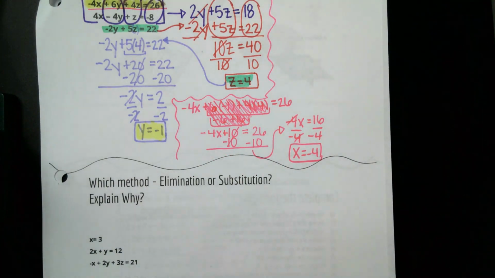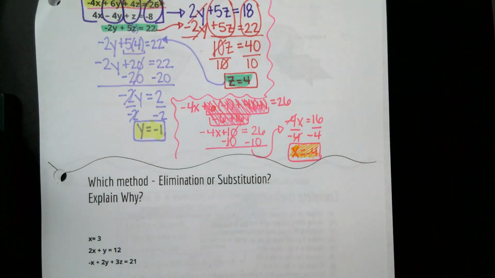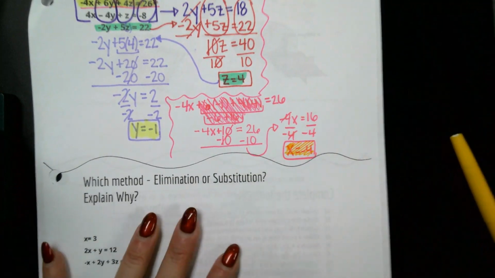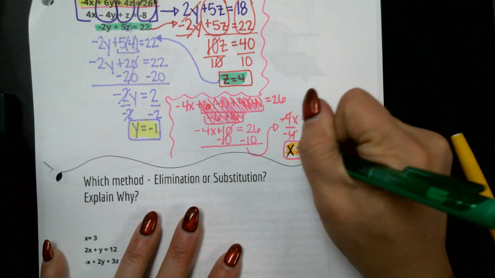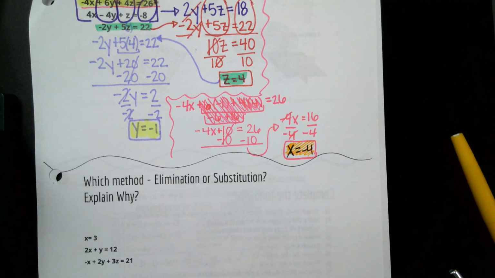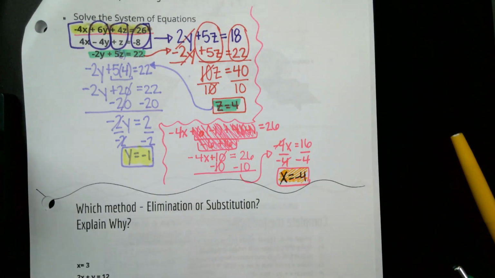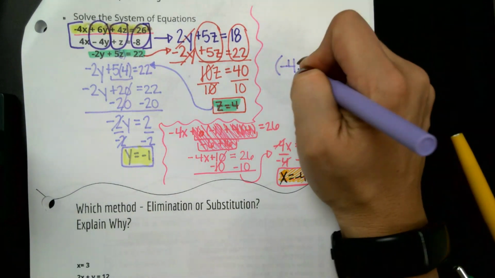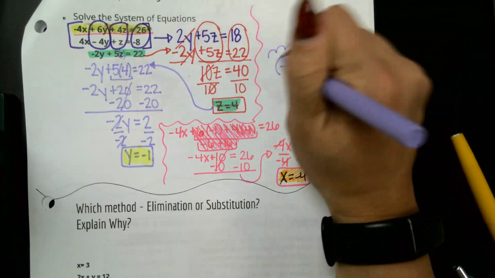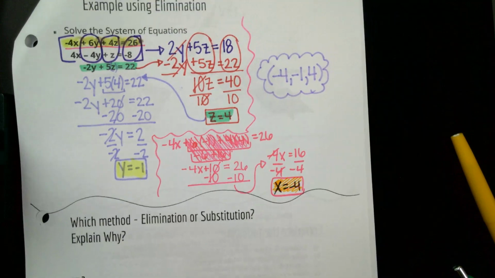Yep. Okay, so if you guys could hear him, there we go. We got -4x equals 16. We divided by -4, giving us an answer of x equals -4. And then you've got all 3 numbers you need for your ordered triple or triplet. -4, -1, 4. X, Y, Z. There you go.